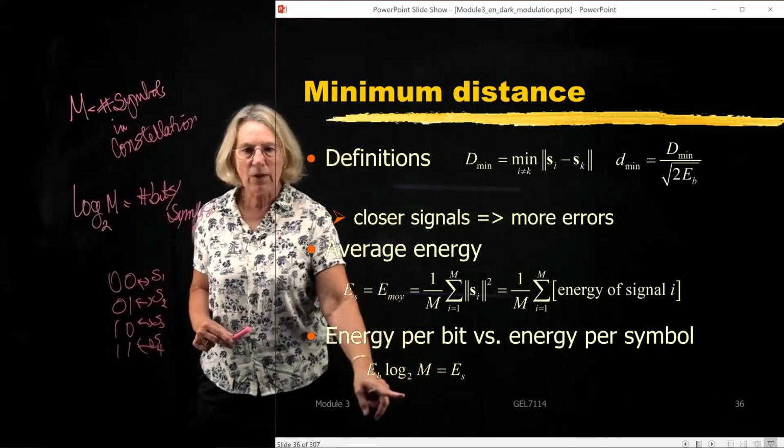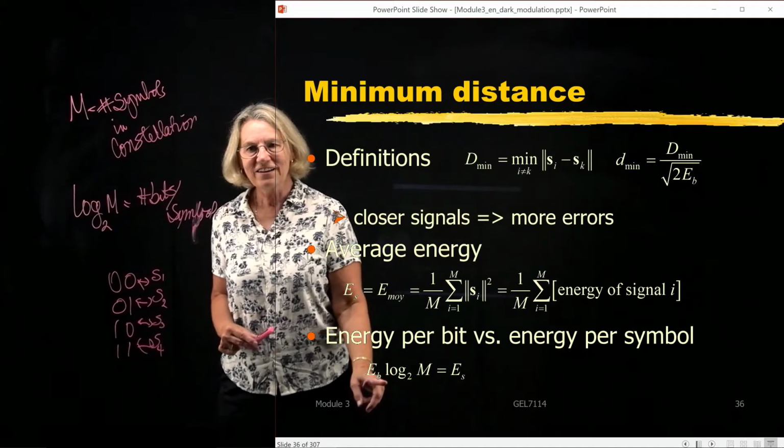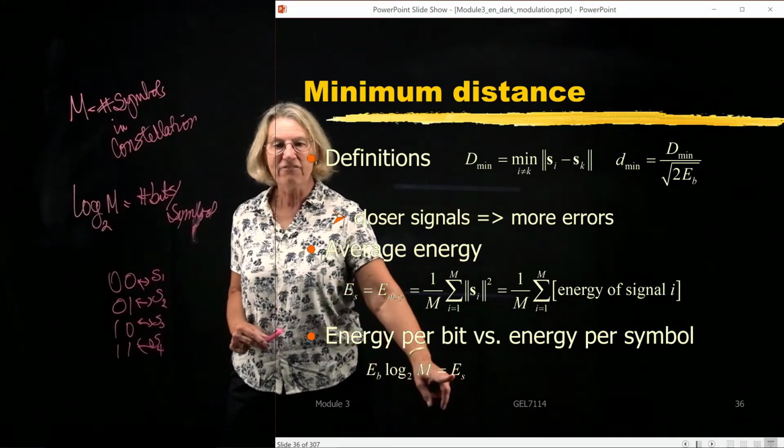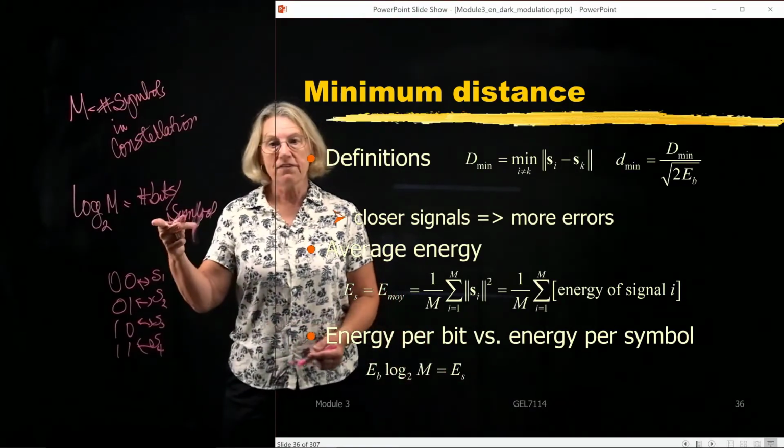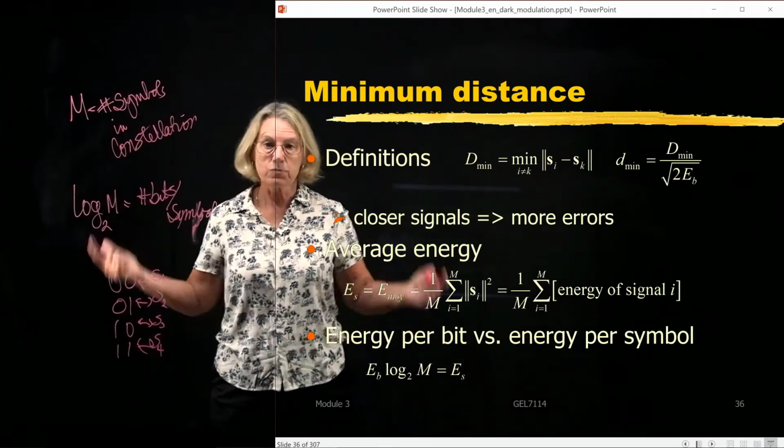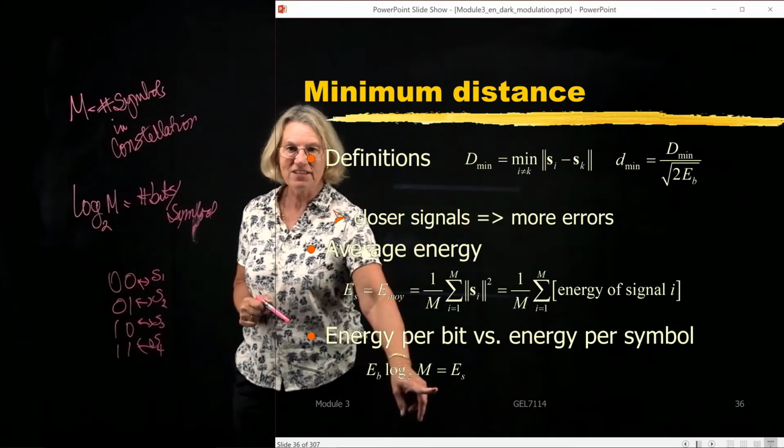So if I want to get the average energy per bit, I just take the average energy per symbol and divide by the number of bits per symbol. And that gives me the average energy per bit, which is why I have this equation.